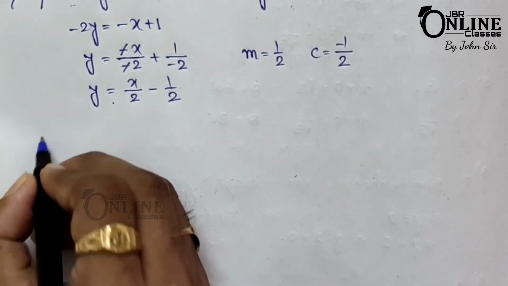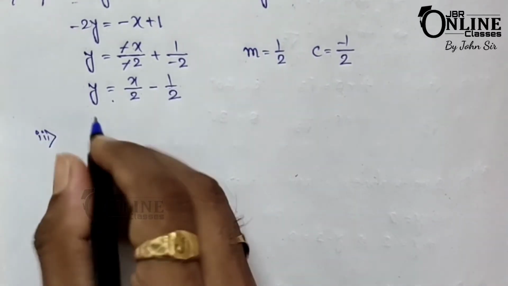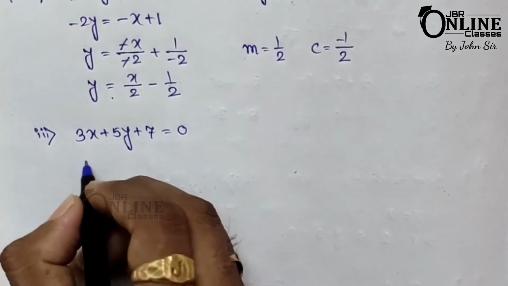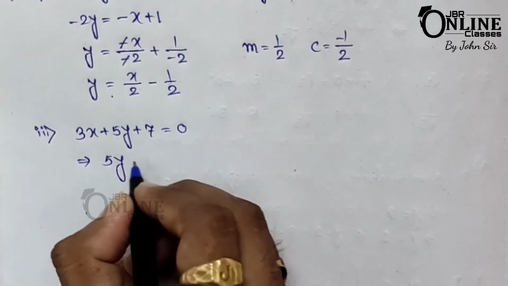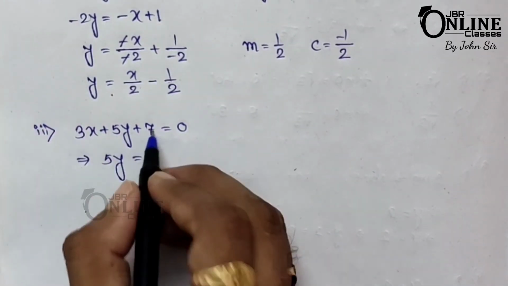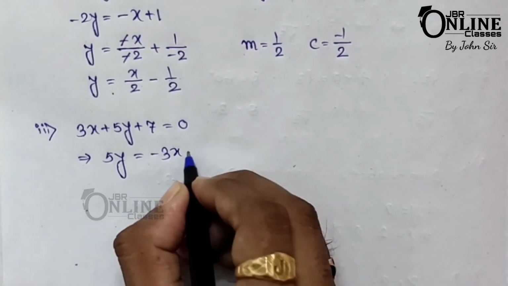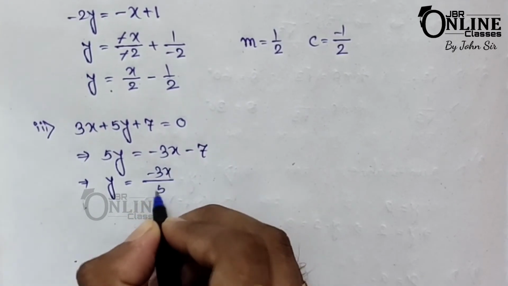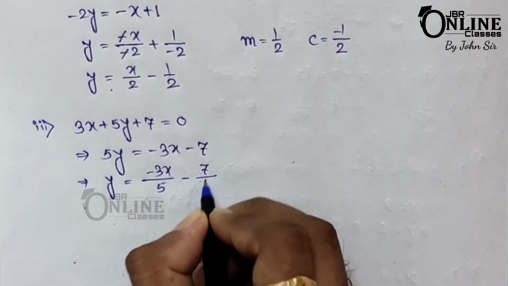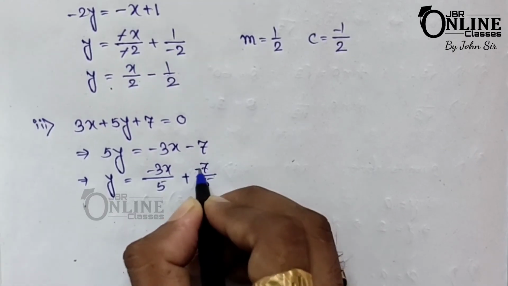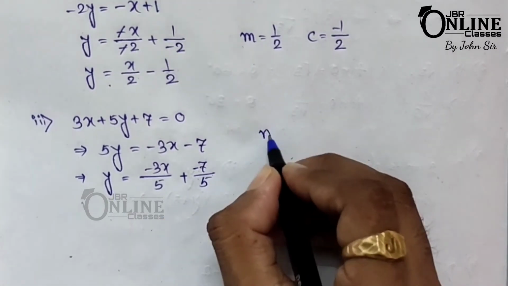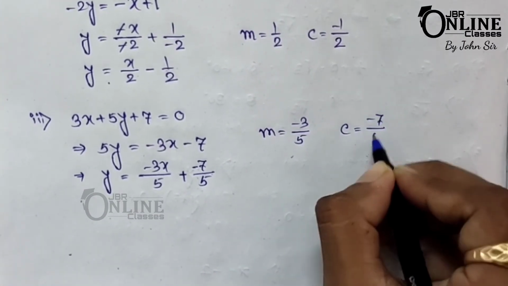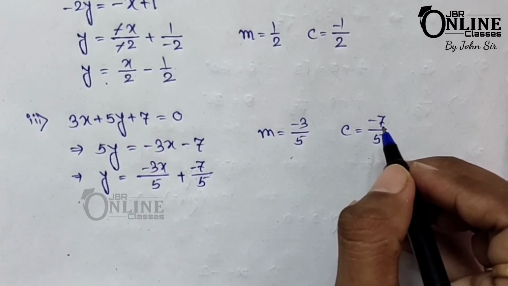Now the next problem, problem number 3. In problem number 3, 3x plus 5y plus 7 equal to 0. Now again same thing, just write the y term on the left side, and then x and the constant term on the right hand side. So 5y equal to minus 3x minus 7. The next thing is y equal to, just divide it, so minus 3x by 5 and then minus 7 by 5. So here m equal to minus 3 by 5 and c equal to minus 7 by 5. So that is the answer.